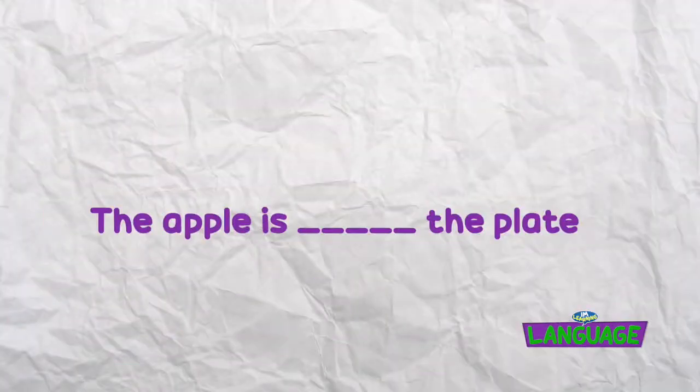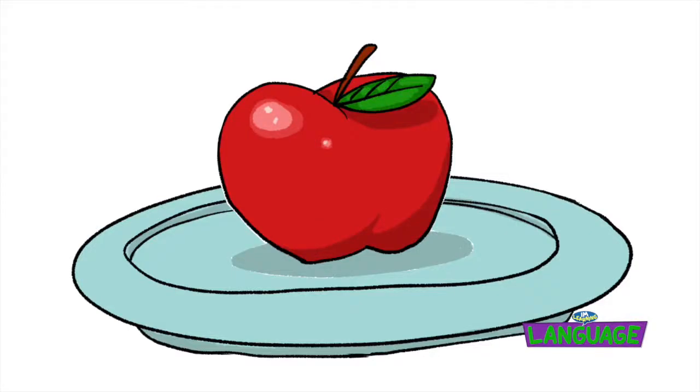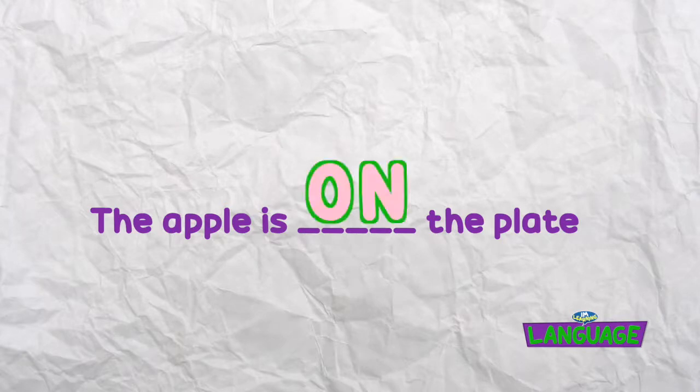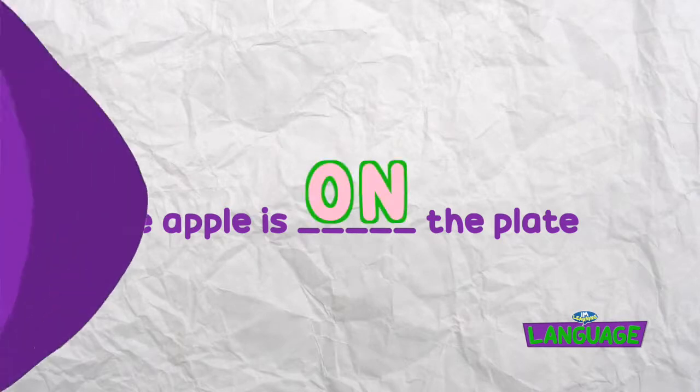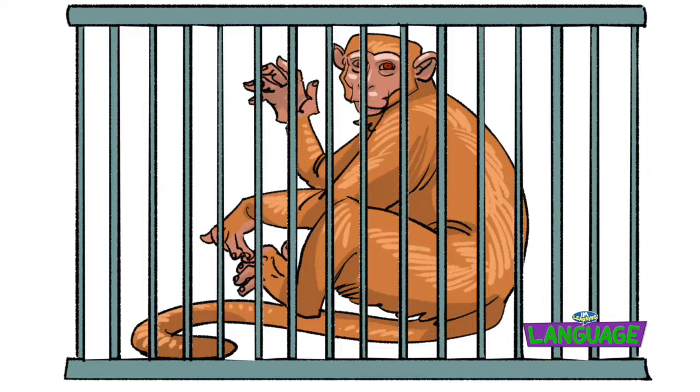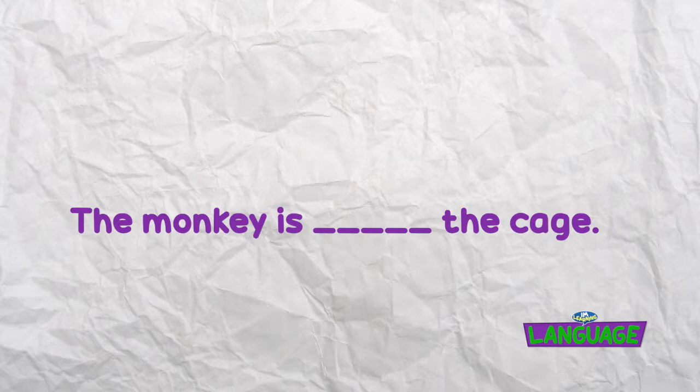The apple is the plate. The apple is on the plate. Very good. The monkey is the cage. That's right. The monkey is in the cage.